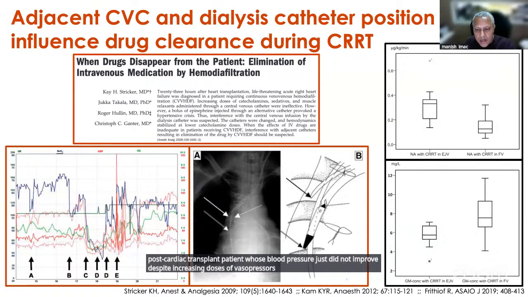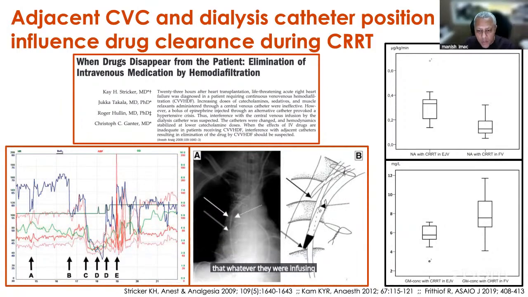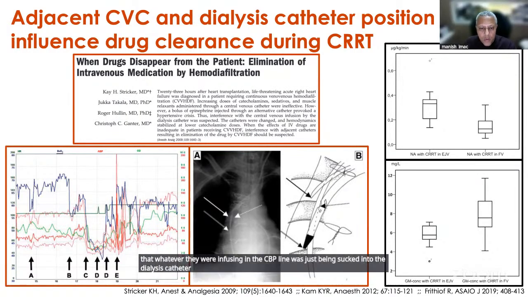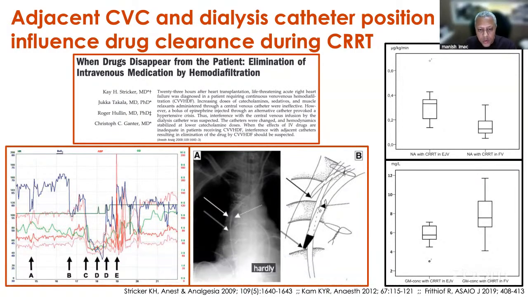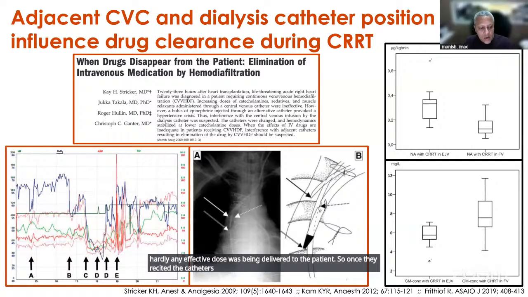And they realized that it is probable that whatever they were infusing in the CVP line was just being sucked into the dialysis catheter, and therefore hardly any effective dose was being delivered to the patient. So once they resited the catheters, you can immediately see on the graph on the right, there was an immediate improvement in the blood pressure.